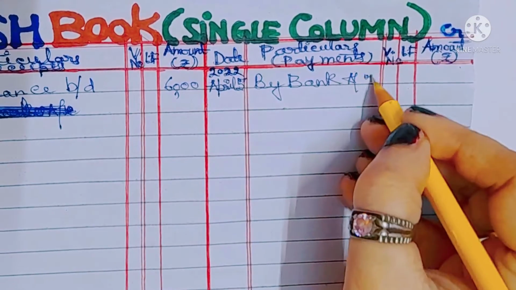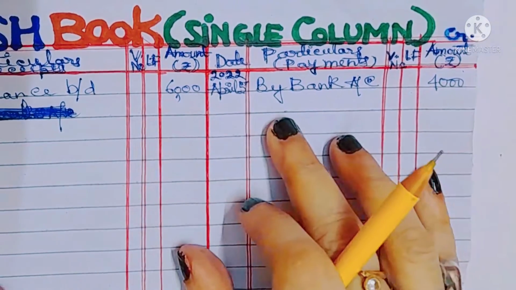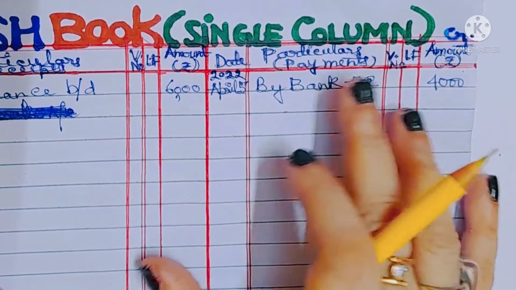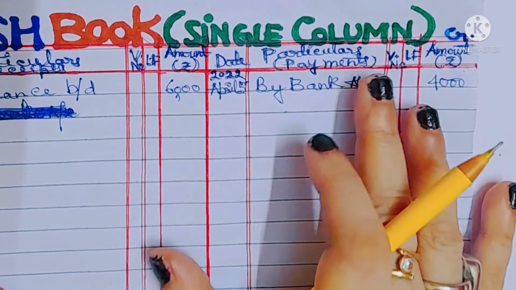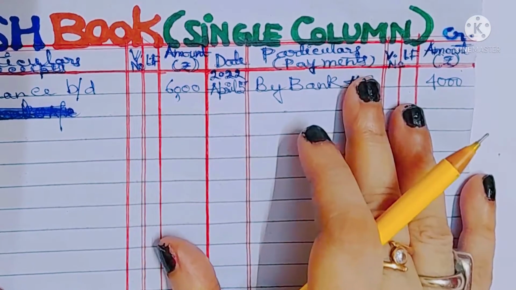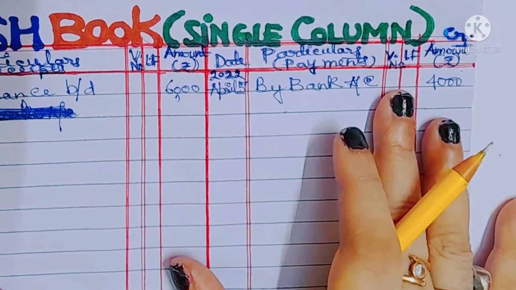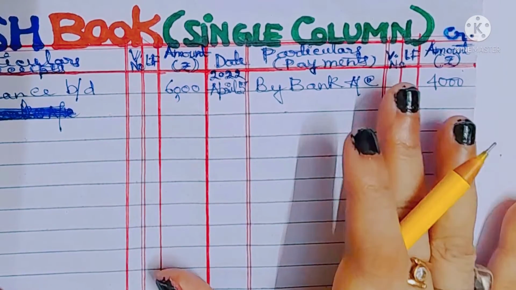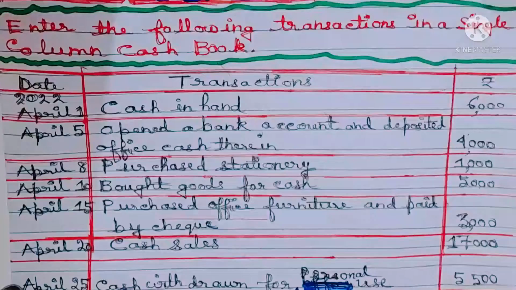How much? 4,000. Moreover, cash book is a real account. According to real account, what goes out is credit. When cash is deposited into bank, cash goes out from the business. So 4,000 will be credited. Understood? Let's see the next transaction.